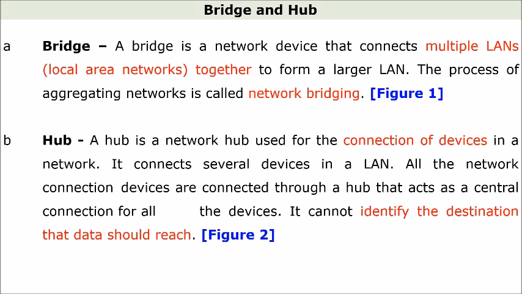Right, I think you have finished writing the answers for this question. Here they're asking for short notes about bridge and hub. A bridge is the device you use to connect multiple LANs, one local area network with another local area network. The process of connecting these local area networks is called network bridging. That's another term we can relate to the bridge, network bridging.